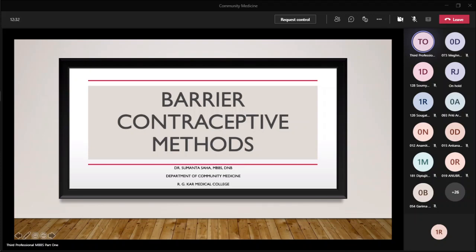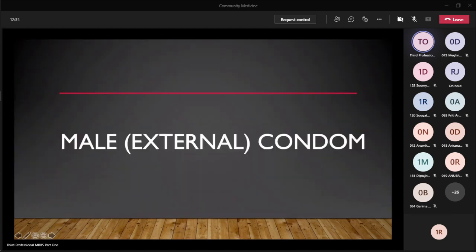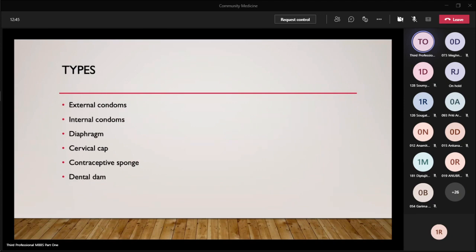Let me go to the next slide. You see this external condom slide, right? Yes, sir. Okay, I'll just go back. So these were the types we were discussing. There are external and internal types of condoms. Then you have diaphragms, cervical caps, cervical sponge, and dental dam.